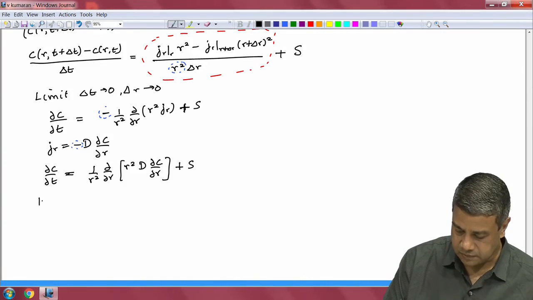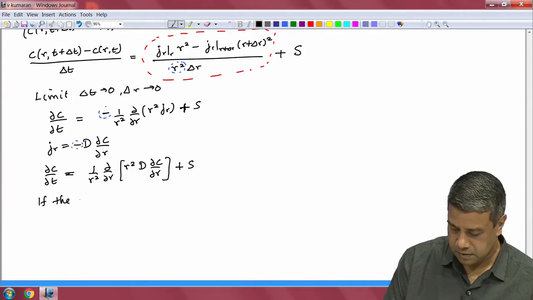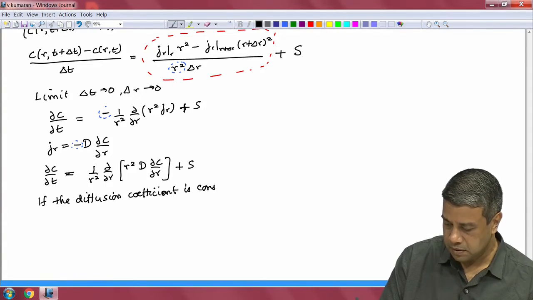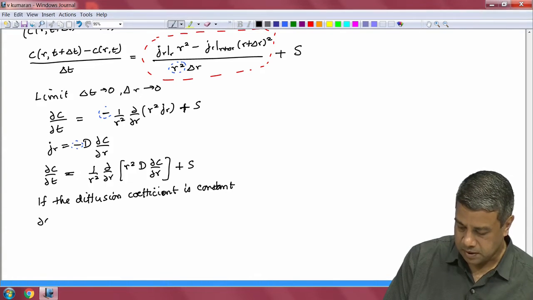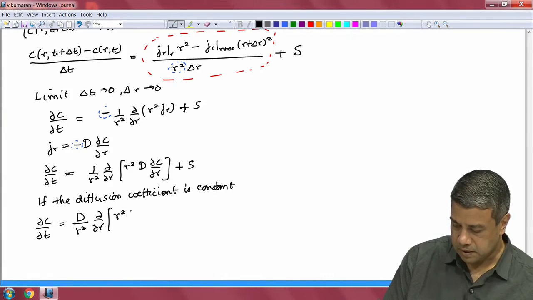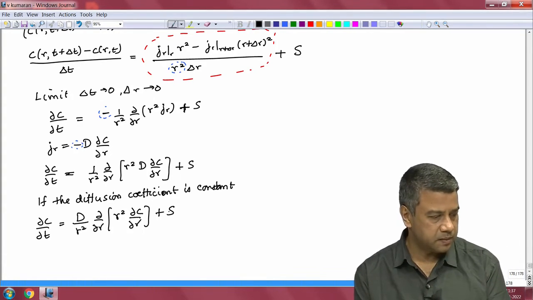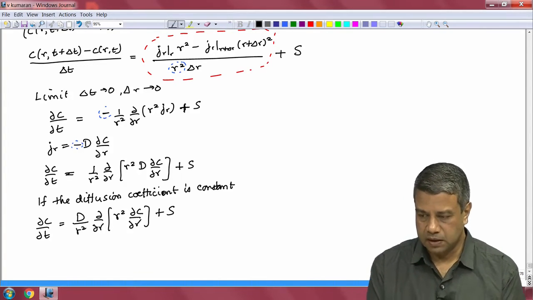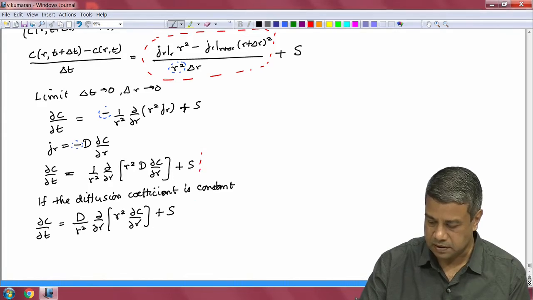And if the diffusion coefficient is a constant, I will get partial c by partial t is equal to D by r square partial by partial r of r square partial c by partial r plus S. Okay, so, that is going to be the equation if the diffusion coefficient is a constant. So, this is for a concentration field.